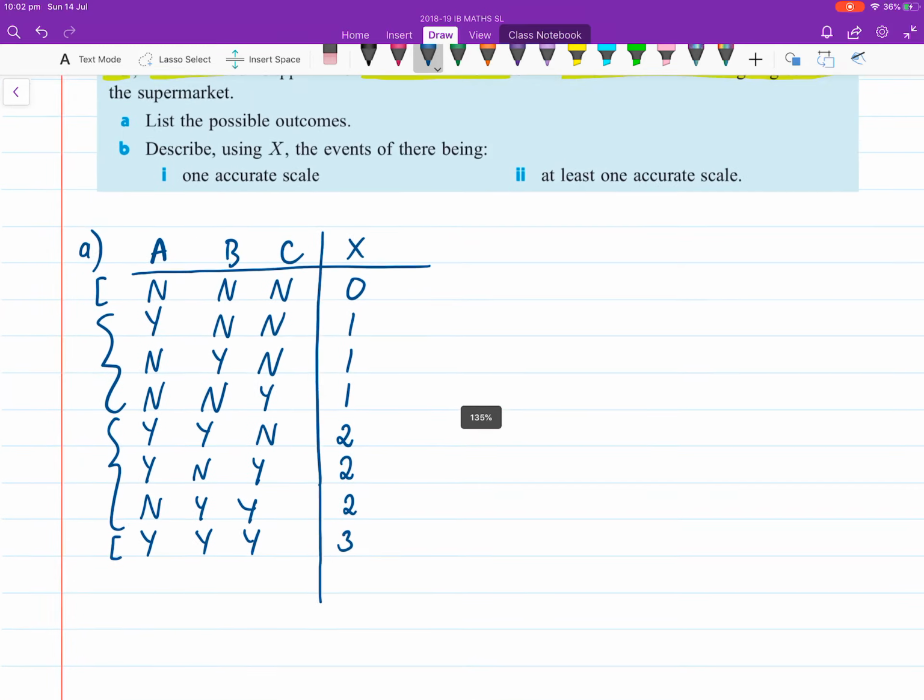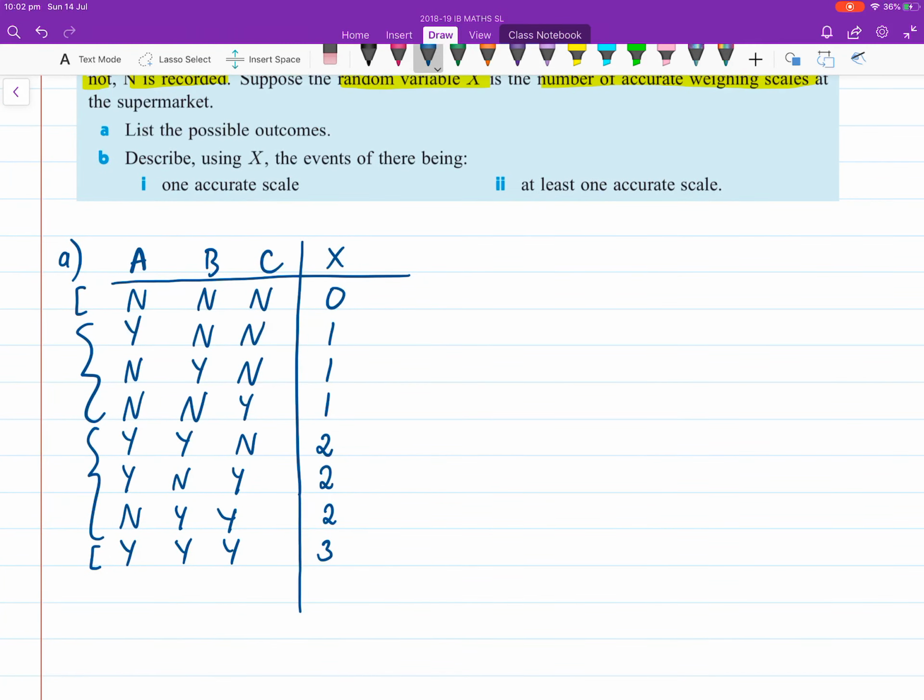So that's part A, just listing out all the possible outcomes. Now part B, describe using random variable X the event of there being 1 accurate scale. It sounds really silly, but it's just getting you used to the notation. If you're saying there's only 1 accurate scale, you're saying capital X equals 1. Does that make sense? It's like this one, or this one, but it's just asking you to write the notation.